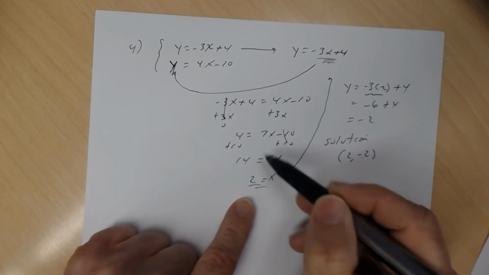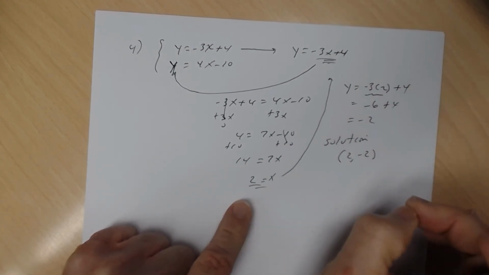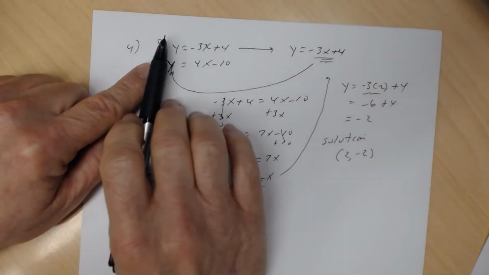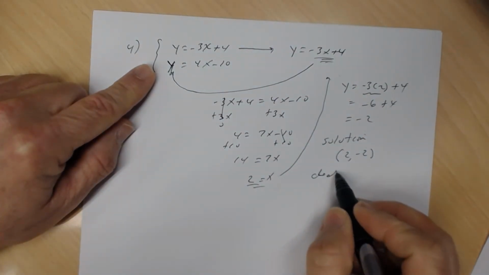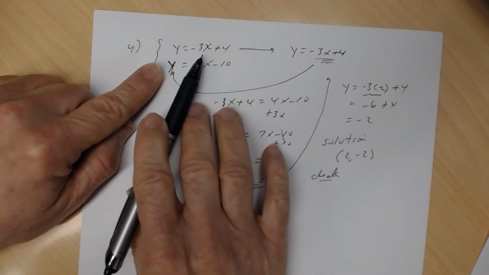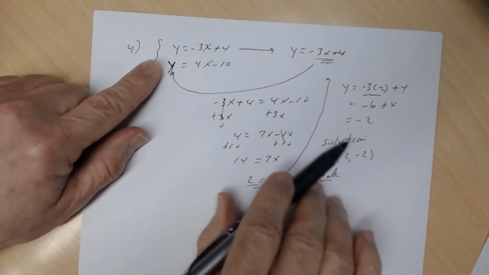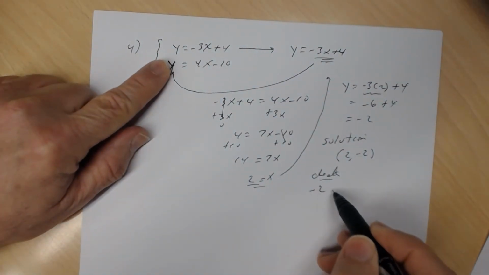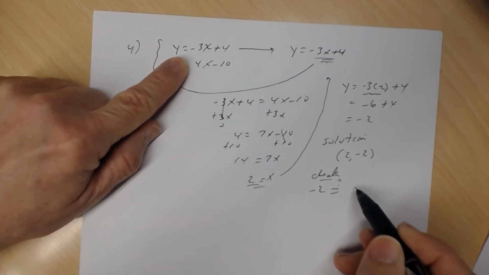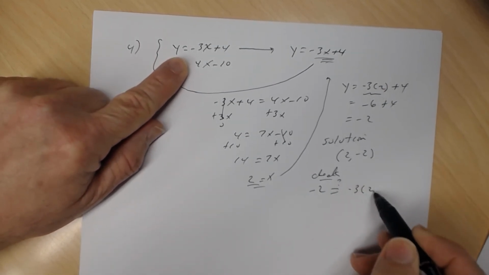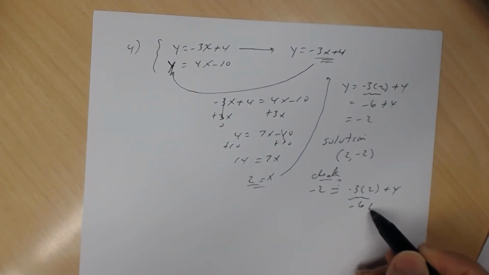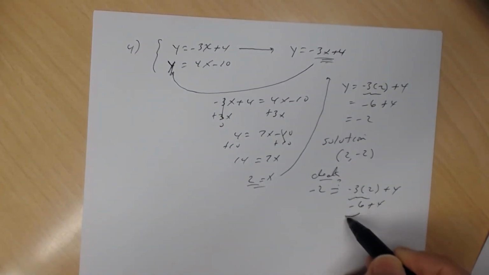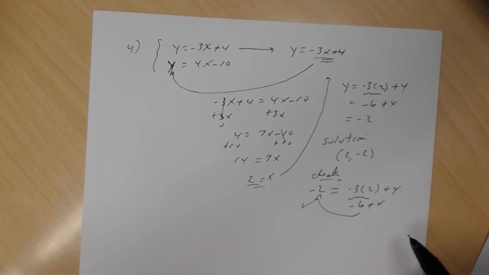Okay, but let's check. I could have easily messed up anywhere along the way. So let's go back to the original, and check your work. So I get y equals negative 3x plus 4. So y is negative 2. So I'm going to write negative 2, and I'm going to see if that's going to equal negative 3 times x. x is 2 plus 4. All right, over here, I get negative 6 plus 4. And the question is, is negative 6 plus 4 equal to negative 2? And the answer is yes.